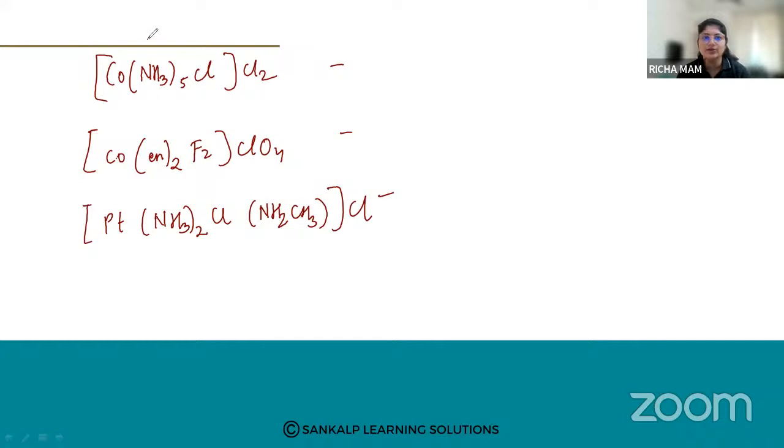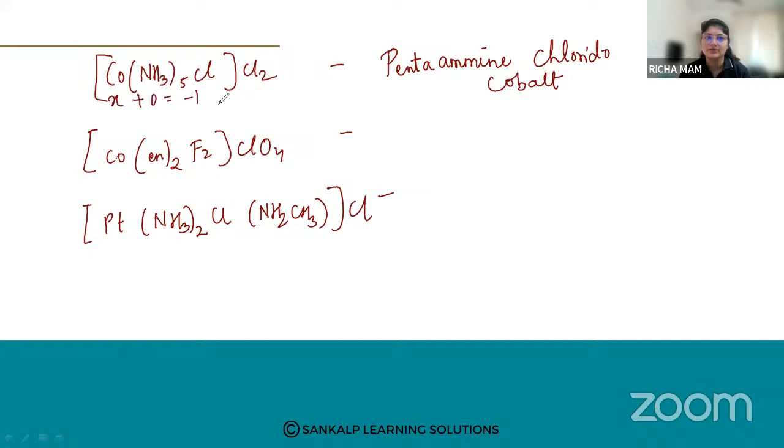So there are chlorido and amino groups. So first will be your amino. So how many? Penta. So pentaamine, then chlorido. Then what you have? Cobalt. What is the charge? X plus 0, minus 1, minus 1, is minus 2. So this is going to become plus 3. So it becomes cobalt 3 chloride.